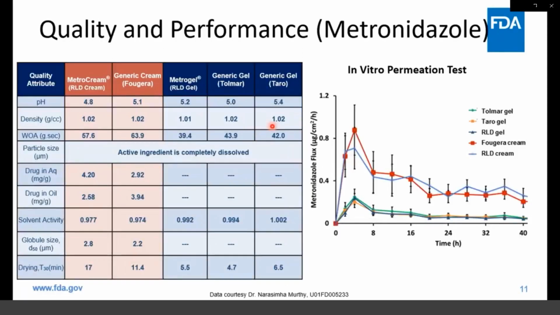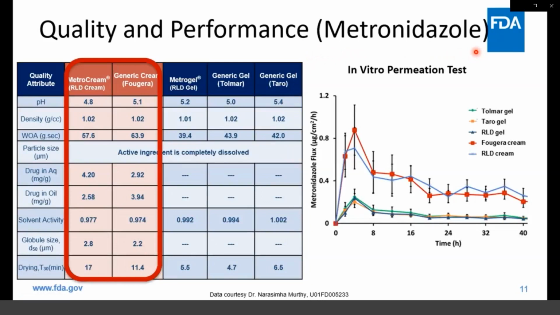Well, this is an example from our GDUFA regulatory science research projects. We are looking at data from metronidazole products. Specifically, we have the creams on the far left here, and then we have the gels. So you see that we have generated a whole host of Q3 data, including pH, density. Particle size is not relevant for this product because the API is dissolved. Globule size is only relevant for the creams, not for the gels, and so on and so forth.